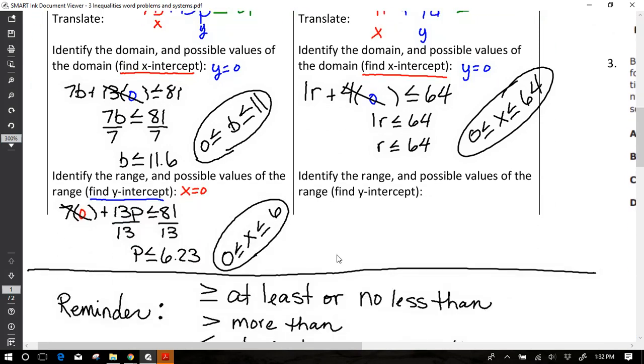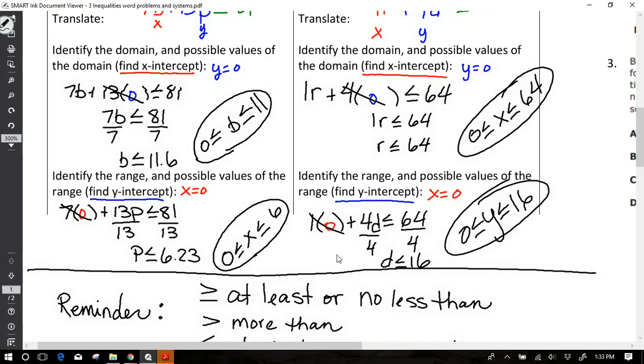Now I want you to try to do the exact same thing with the range. Again, remember, for the range, the x equals 0, and we're trying to find the y-intercept. So go ahead and pause the video while you do that. All right, so I have found that with the deluxe barrettes, she can make anywhere from 0 deluxe barrettes to 16 with her 64 yards of ribbon.